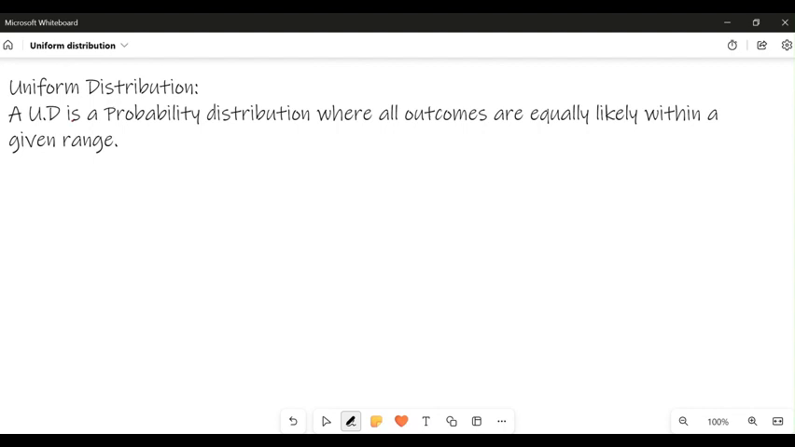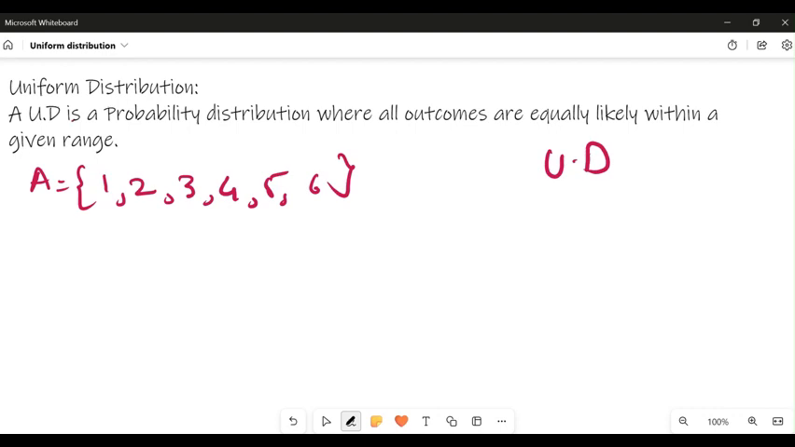A uniform distribution is a probability distribution, PD, where all outcomes are equally likely within a given range. Let's represent it by a graph so that you will get the concept very easily. If you were to select a random value from the range, any value would be as likely. Like when you're throwing a dice, we have seen a random variable. When you throw a dice, you will get the values 1, 2, 3, 4, 5, and 6. Before that, let me give the concept related to uniform distribution.